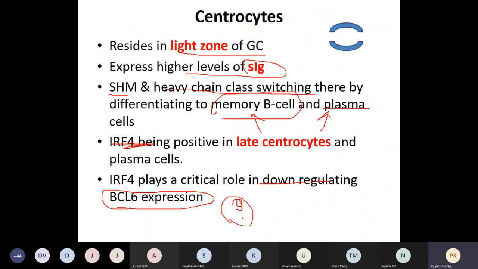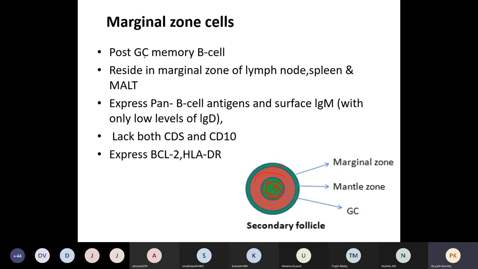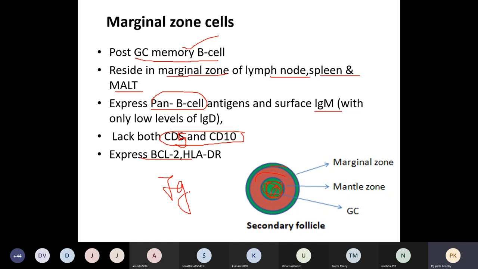Okay? Now coming to the marginal zone. So these are nothing but your post-germinal center memory B cells. They form the marginal zone in your lymph nodes, spleen, and also your MALT. Already we discussed maltomas, right? That homing, surface integrins and all. So they express all the pan B cell markers and IgM. And they don't have CD5. They don't have CD5 and CD10 anymore because they have become plasmacytic. But they express BCL2 because they have the ability to produce immunoglobulin. They are no more naive B cells, right? They are going toward plasmacytic differentiation, so they will be absent for CD5 and CD10.